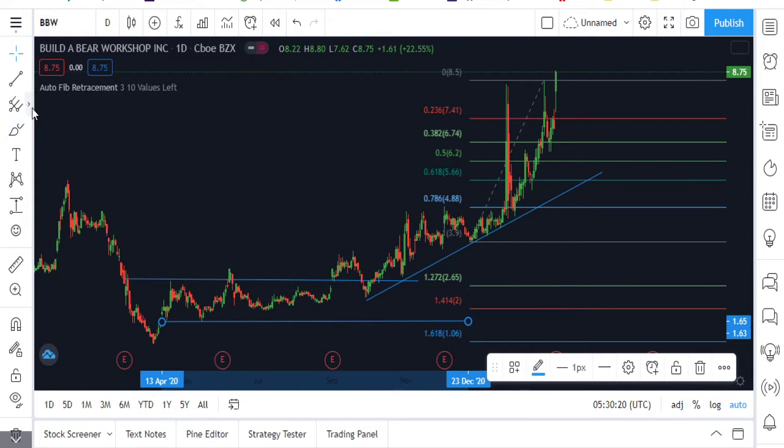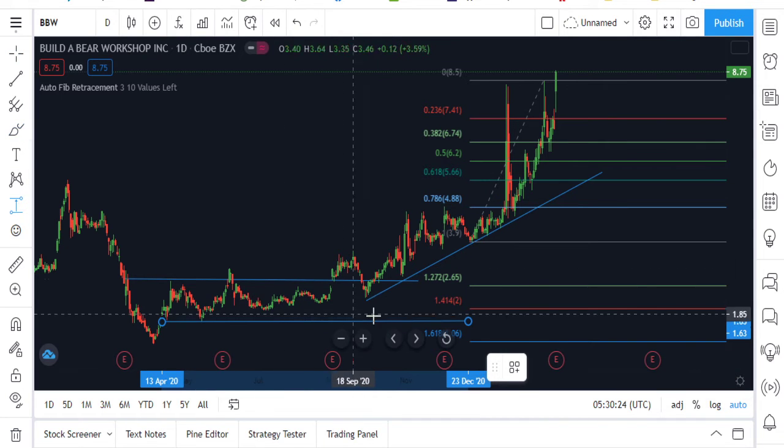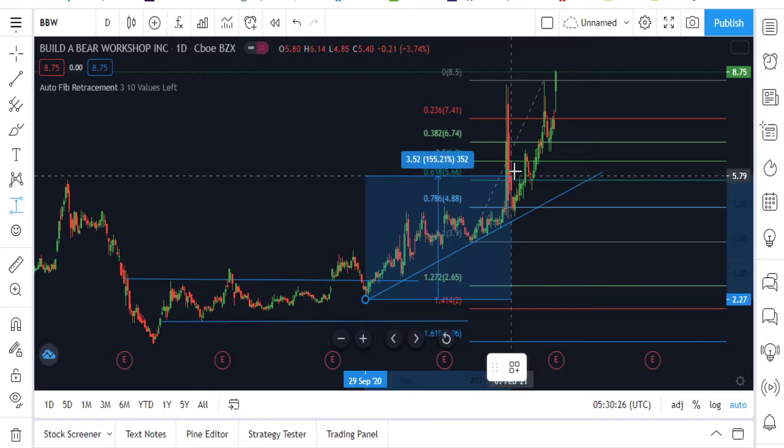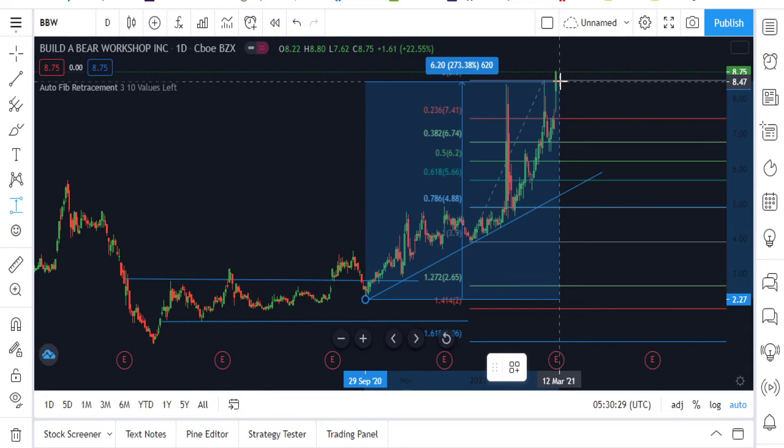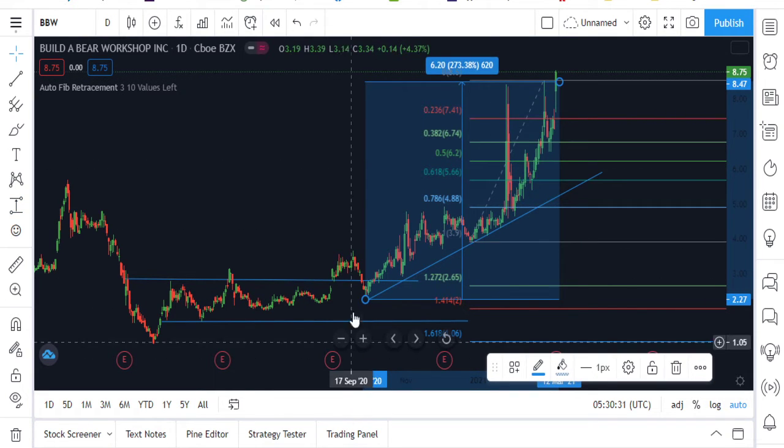So let's say we were to buy it from here, from this point right here, 227. It's 276 from September. That's some pretty good gains.